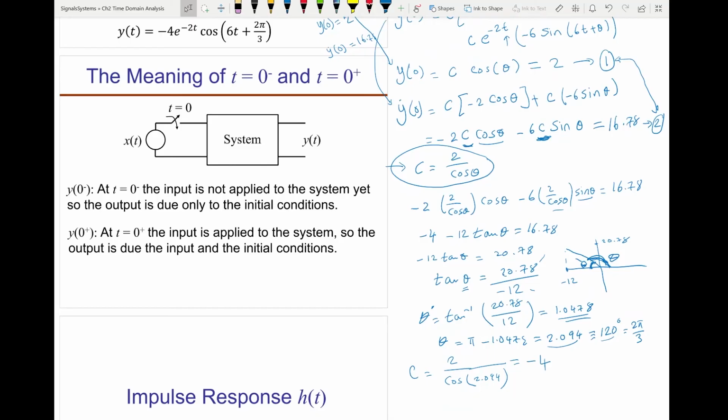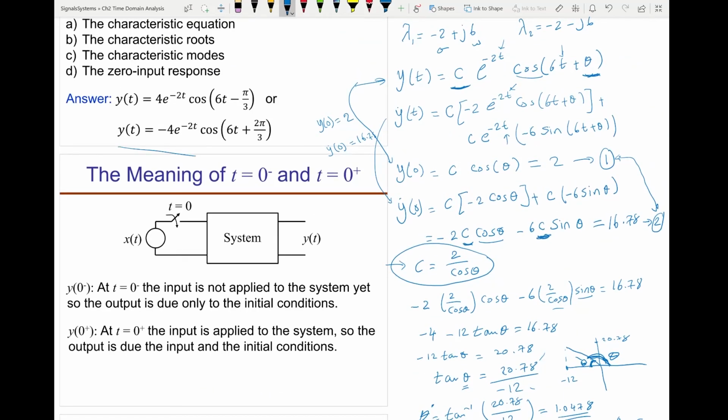So y of t equals minus 4 for C, e to the sigma t, where sigma is minus 2, so e to the minus 2t, cosine of omega t, where omega is 6, so 6t, plus theta, which is 2 pi over 3. And that's the final answer.